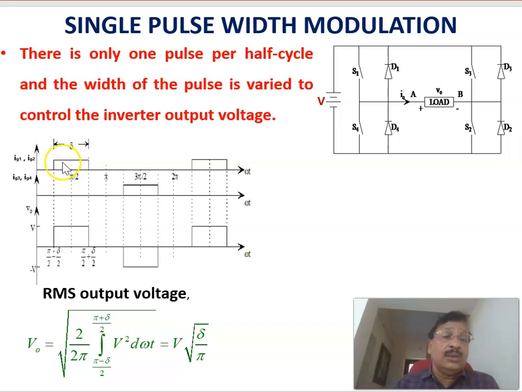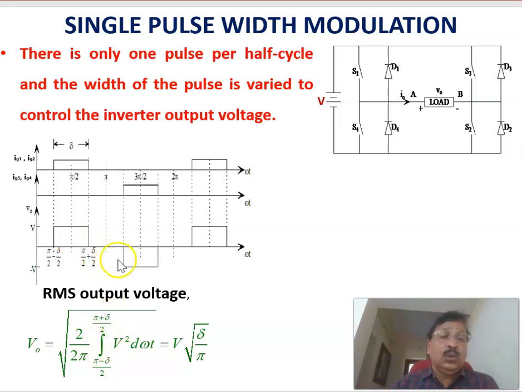Therefore, this is equal to total delta. This side is delta minus delta by 2 here. If you see, it is pi by 2 minus delta by 2, and here it is equal to pi by 2 plus delta by 2. Therefore, if you calculate the RMS value here, it is the square root of the integral of v squared d omega t, with limits pi by 2 minus delta by 2 to pi by 2 plus delta by 2, that is, pi plus delta divided by 2.